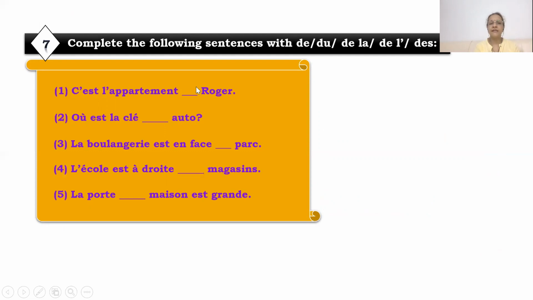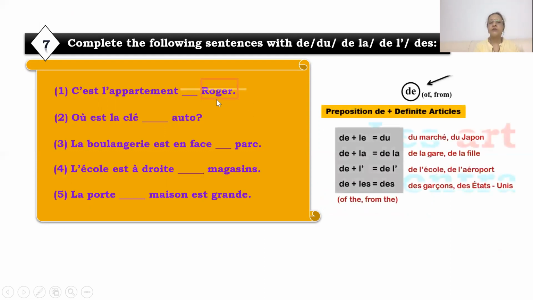In the very first sentence, Roger being a proper noun, I shall use the preposition, only the preposition and no article. C'est l'appartement de Roger. This is the apartment of Roger and not of the Roger. Où est la clé de l'auto? Beginning with a vowel, so de plus l'. Feminine singular noun beginning with a vowel. Parc is a masculine singular noun, so I shall use what?